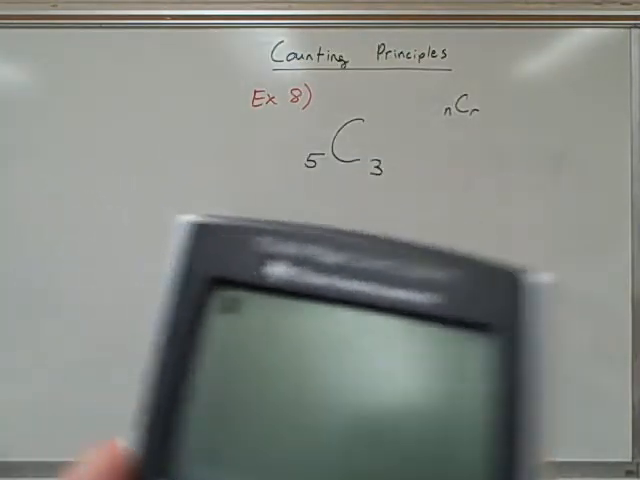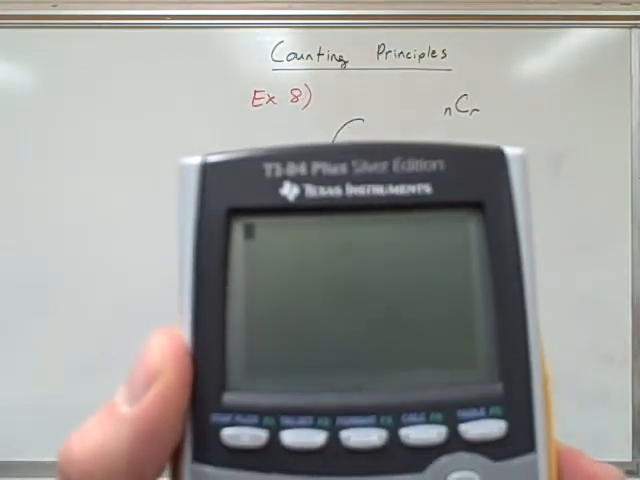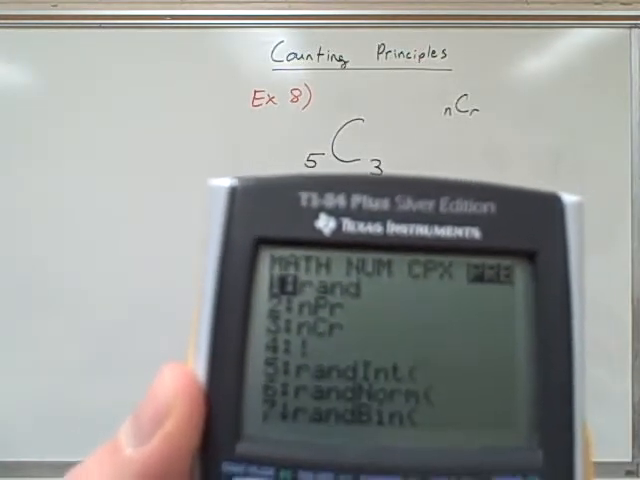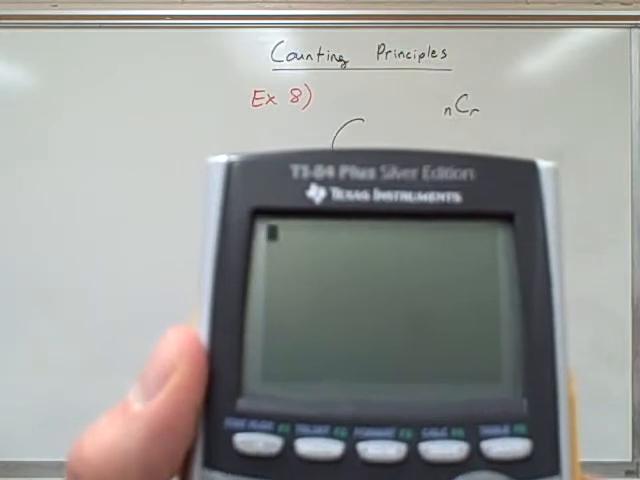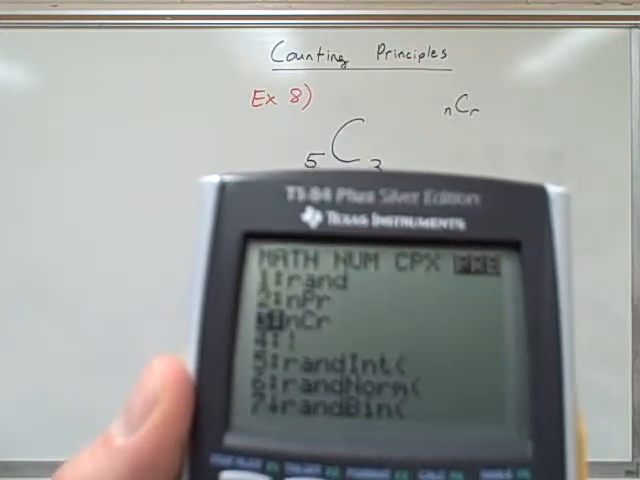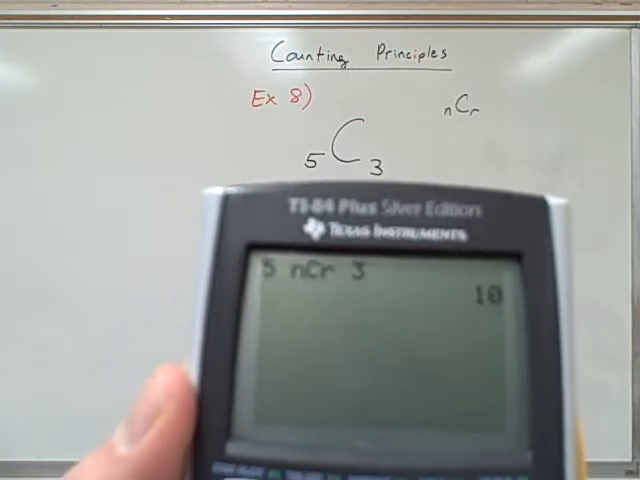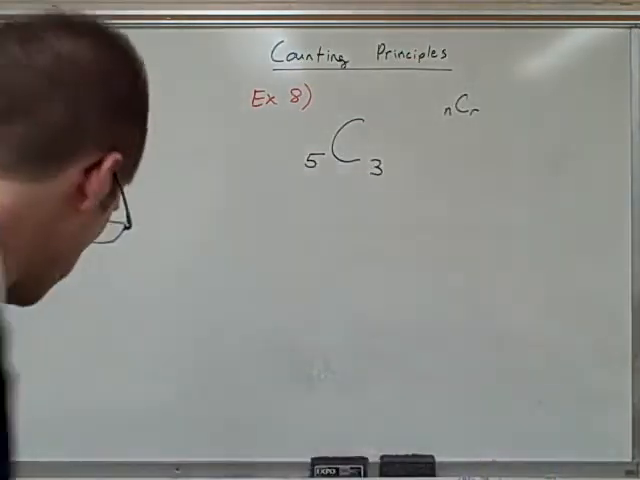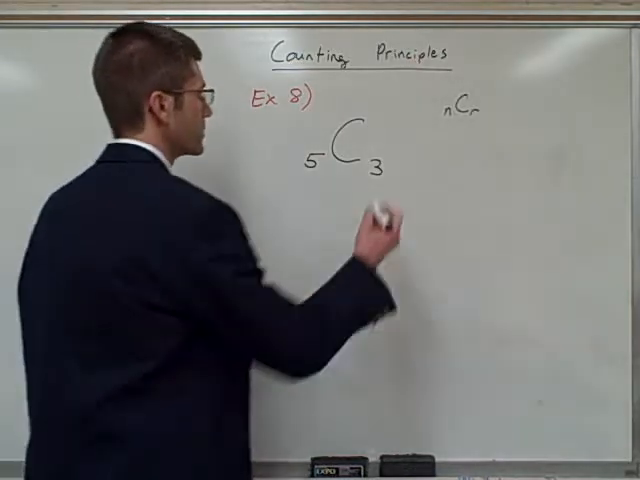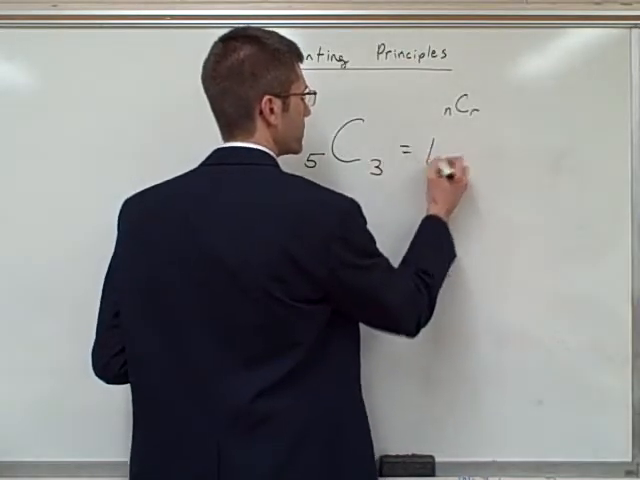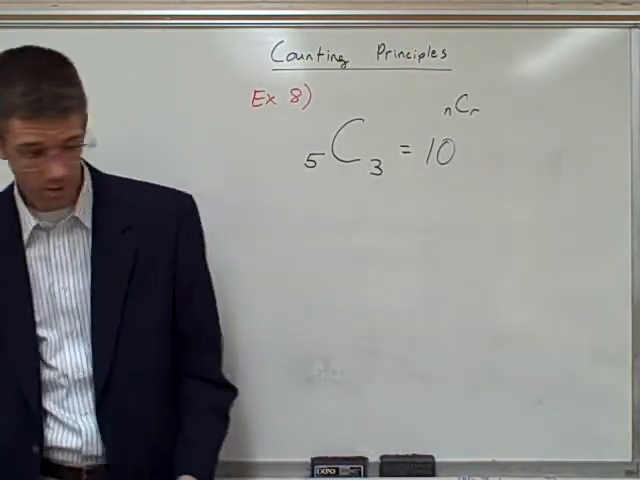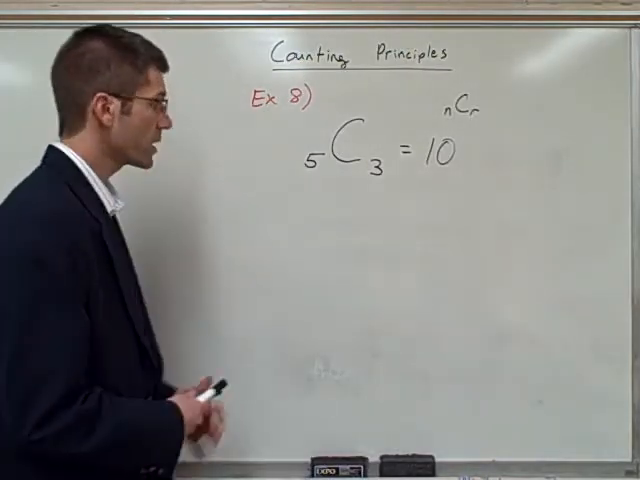Here goes. So you press math, go over to, oops, don't do that yet. Put your big number first, put 5. Math, probability, nCr, 3. There you go, there are 10. Calculator will do it for you. We have 2 more examples. They're not going to take long at all, so let's get this done very quickly.